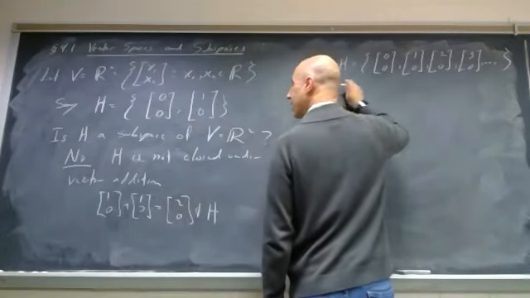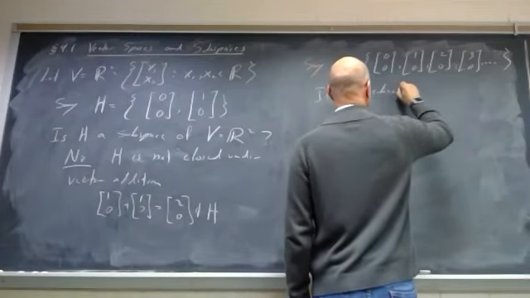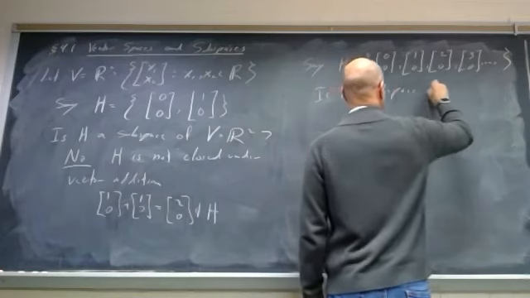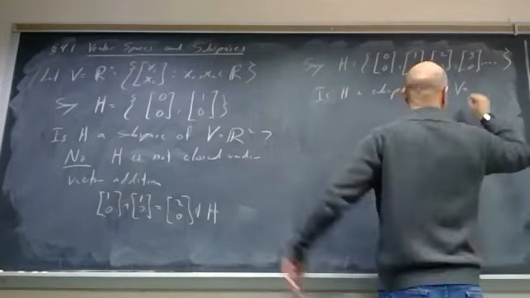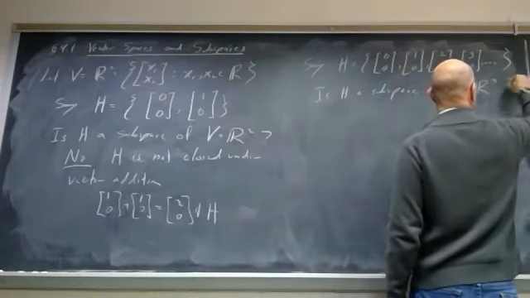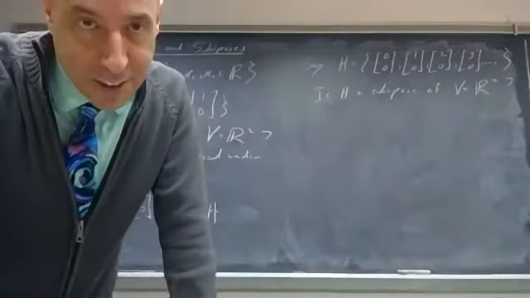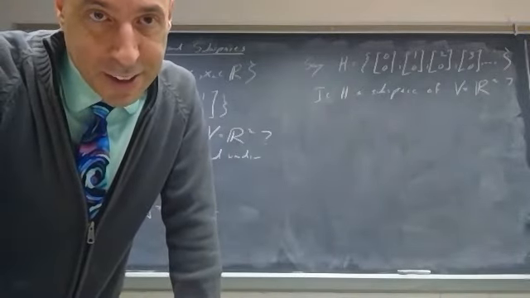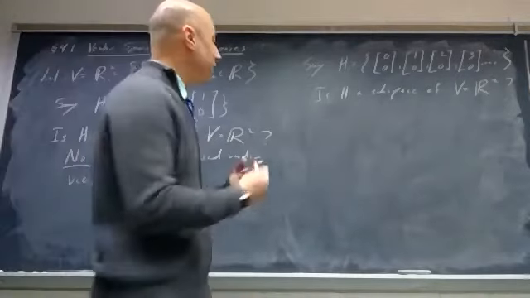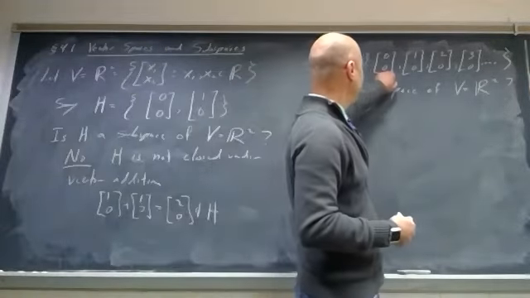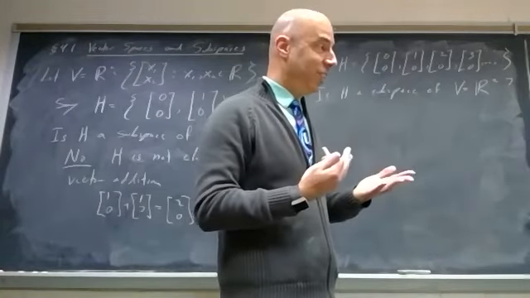Is H a subspace of our original vector space R2? So let's go through the three conditions. So certainly 0 is in there. And it does seem to be closed under vector addition, right?